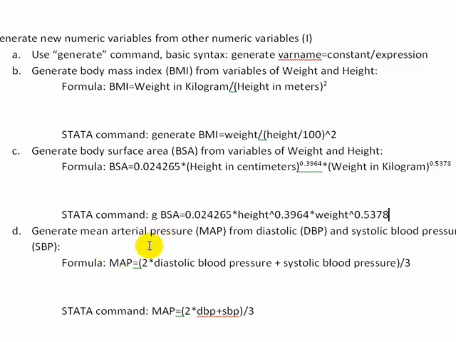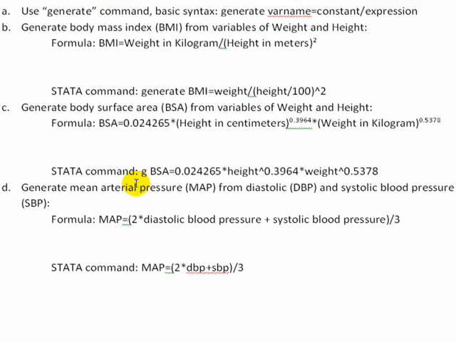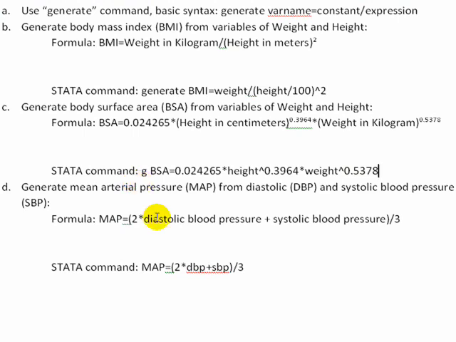If I want to create another variable, let's look at the mean arterial pressure. You just take these two types of blood pressure, diastolic and systolic blood pressure, and you put them in this formula. It equals 2 times diastolic pressure plus systolic pressure divided by 3. That's just a formula that we got from a health book, and commanded into STATA.